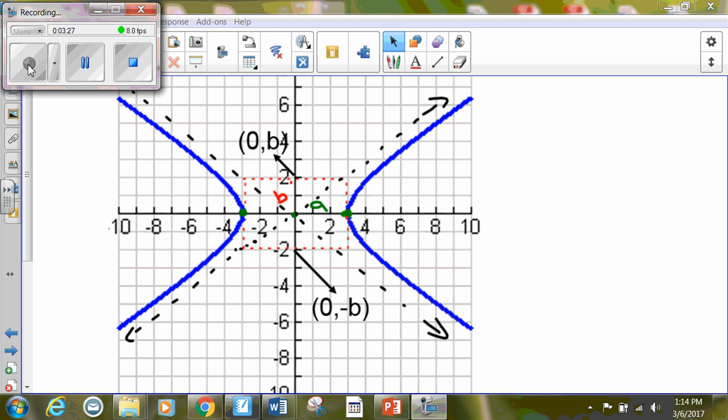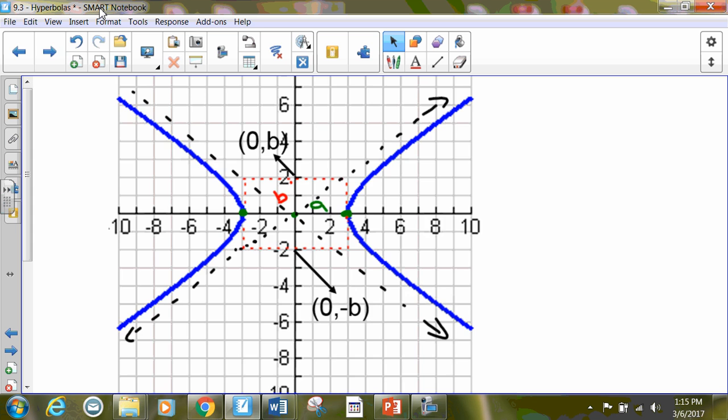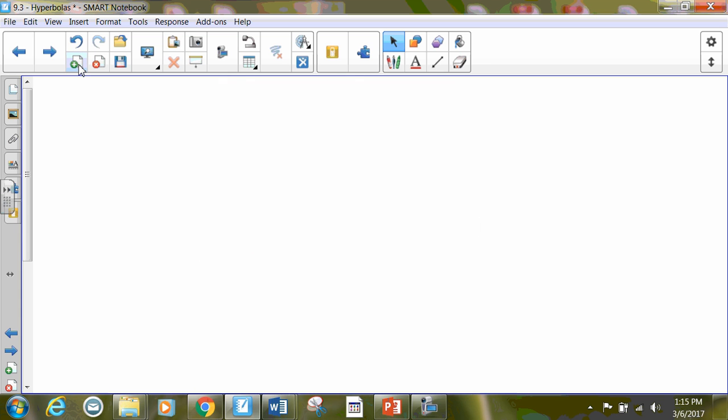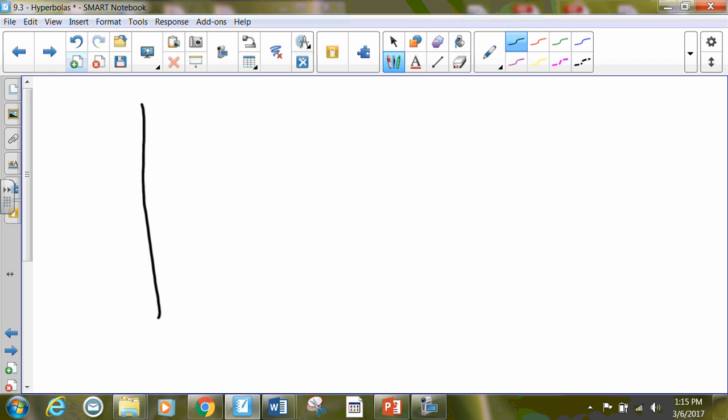Okay, and we are back. Before we get on to example 1, let's look at a hyperbola that's standing up real quickly. So in one of your blank spots, in the next blank spot or wherever you can fit it, because we're going to need both those blank spots. I'm just going to create one real quickly.